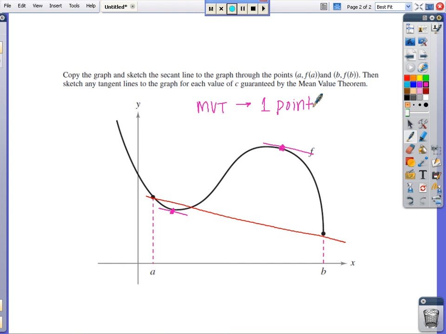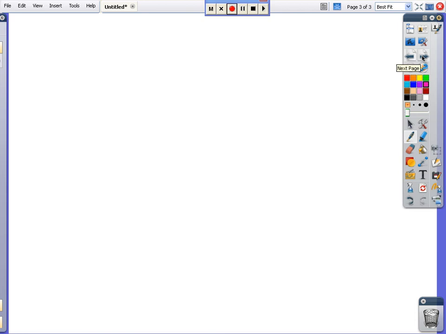I'm going to do one algebraic problem for you from the book. And so given a function x plus 1 over x on the interval of 0.5 to 2, so we want to see if the mean value theorem holds.